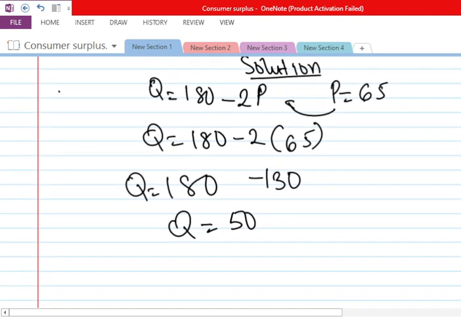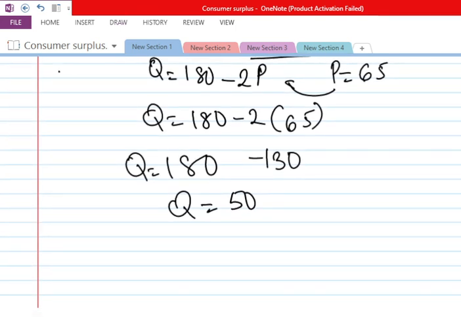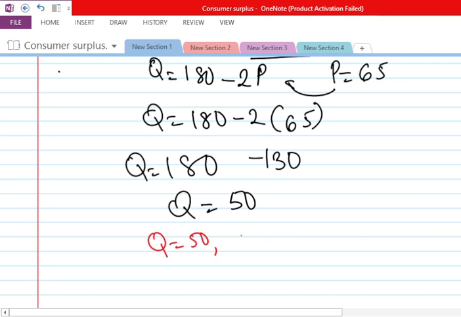So we've gotten our quantity and we have our price. Q is equal to 50 as P is equal to 65. In a graphical form, this is seen as this. In the box form, here is Q 50, P 65.